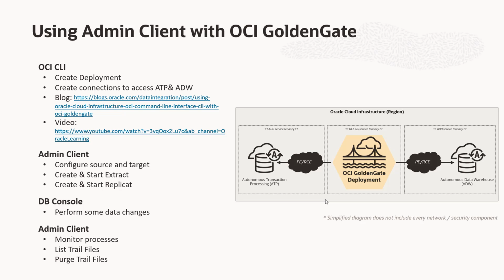We're going to perform some changes, some inserts at the database level using the database actions in the OCI Console. And then finally, we are going to go back to admin client. We're going to use it to monitor our processes, and we're going to list the trail files and purge them, which are typical maintenance activities that I thought would be pretty useful to highlight today.